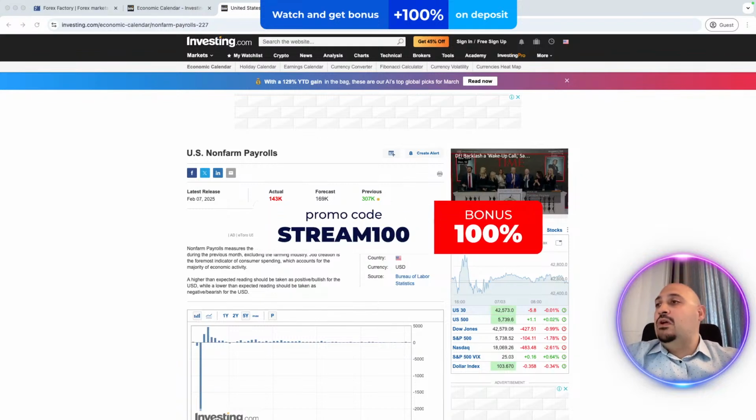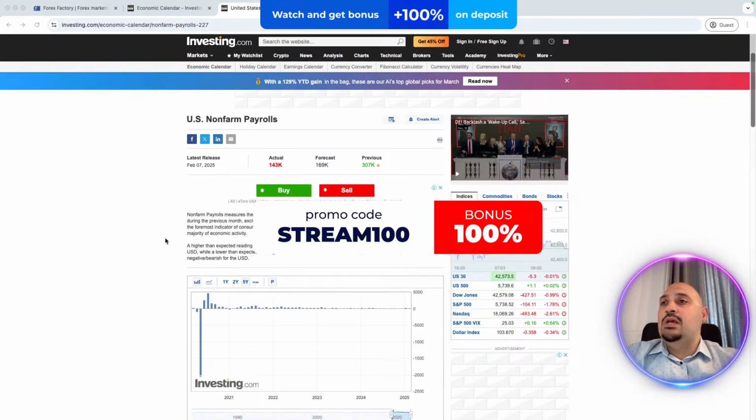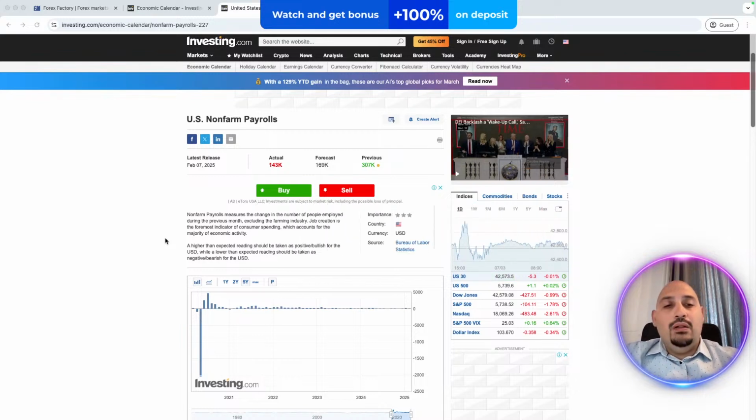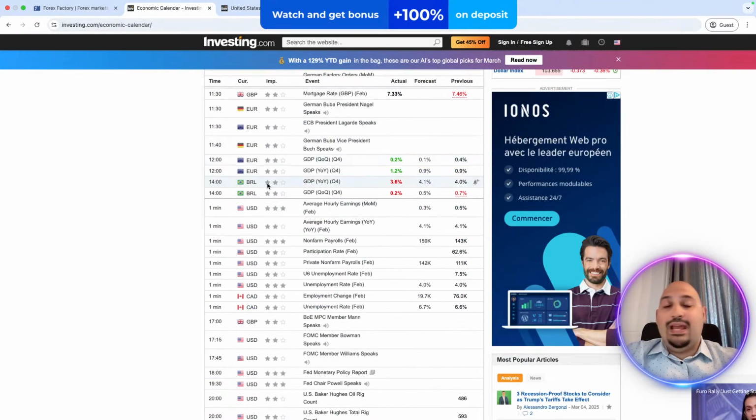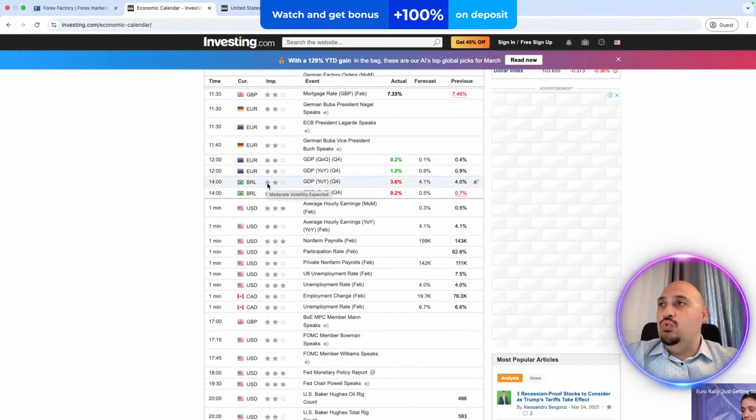And why? Because this basically signals how well the economy is doing in the country, specifically for the United States and the dollar. So if you have more people employed in the United States and a lot more than the forecast, then that would indicate that the economy is doing great, and that could actually boost the US dollar against any other currency.